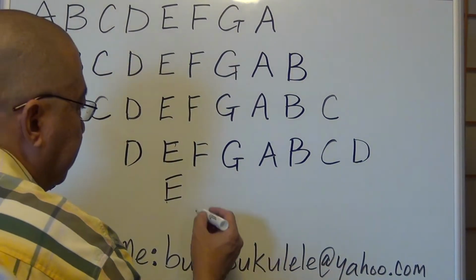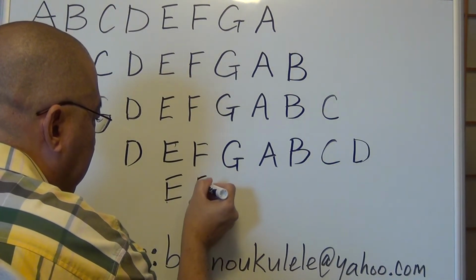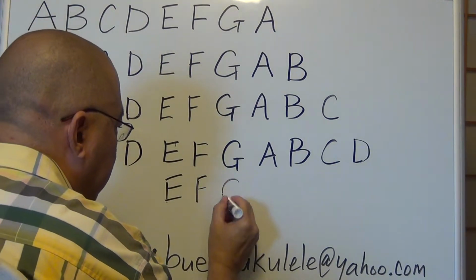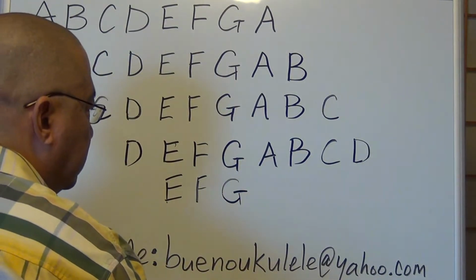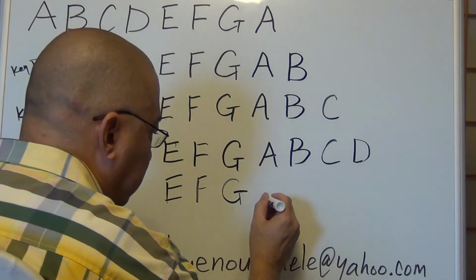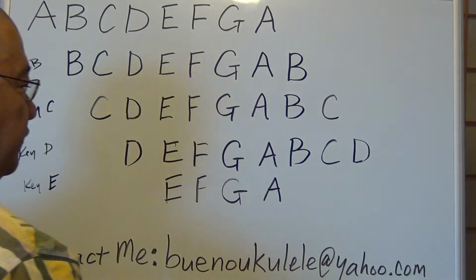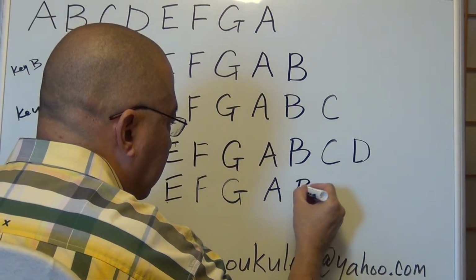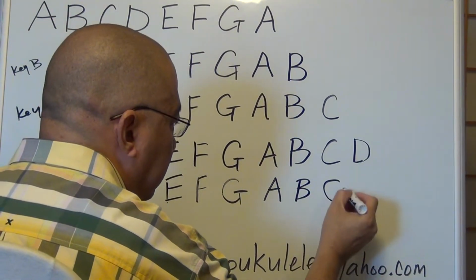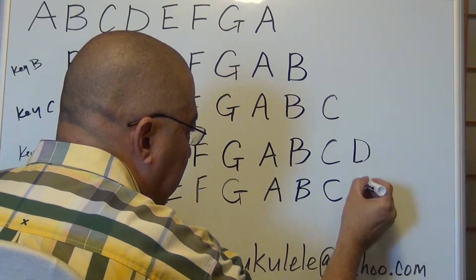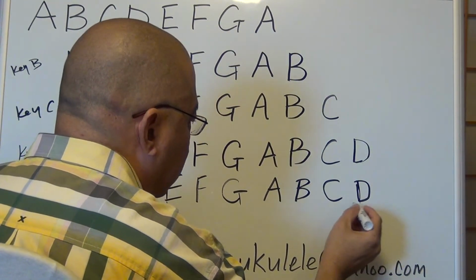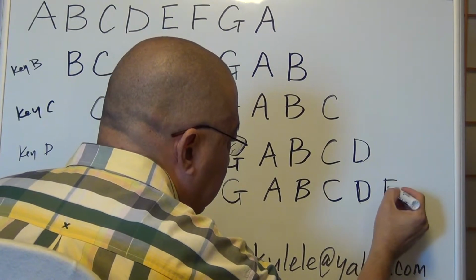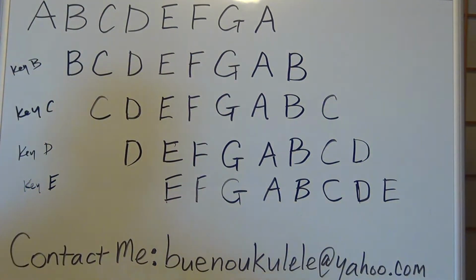So here we go. E. What comes after E? F. What comes after F? G. What comes after G? A, because that's just the way it is. Then we continue following the alphabetical system. What comes after A? B. After B is C. After C is D. After D is E. And that's what we started with. That's the key of E. Can we fit one more? Let's go for it. Let's go try to fit an F.